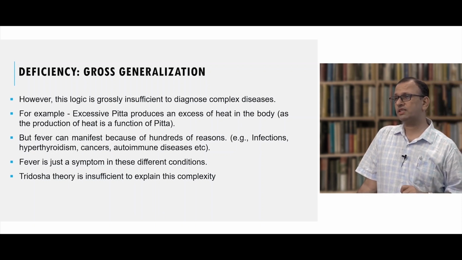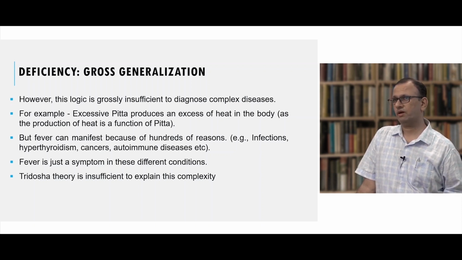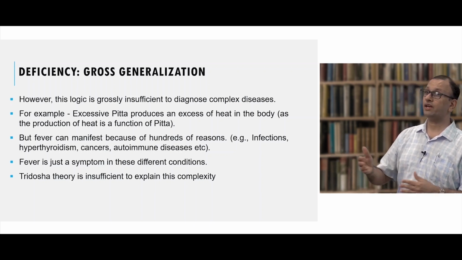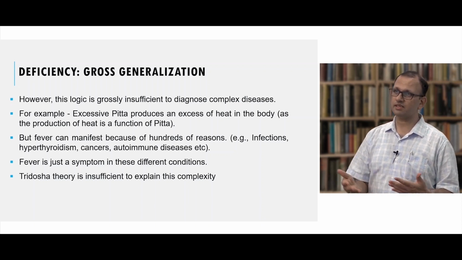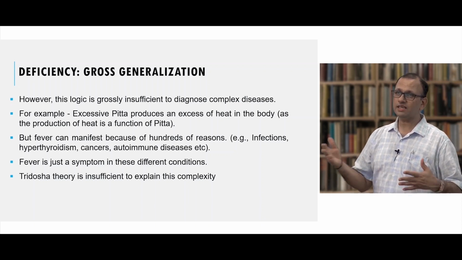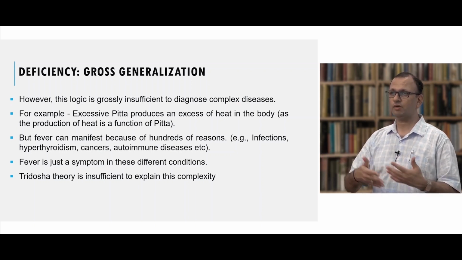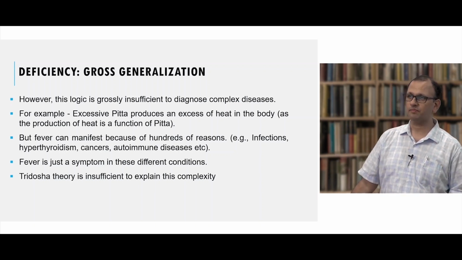The problem with Tridosha theory is that it employs a phenomenon called gross generalization. Right? This Tridosha logic is grossly insufficient to diagnose complex diseases, unlike obesity or malnourishment. Right? In obesity and malnourishment, this is quite helpful, but all diseases are not that simple. Even obesity cannot be that simple. There could be so many reasons for production of obesity, right?